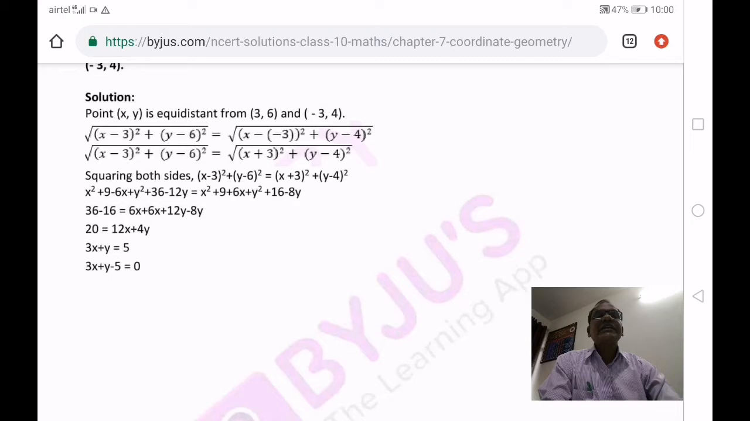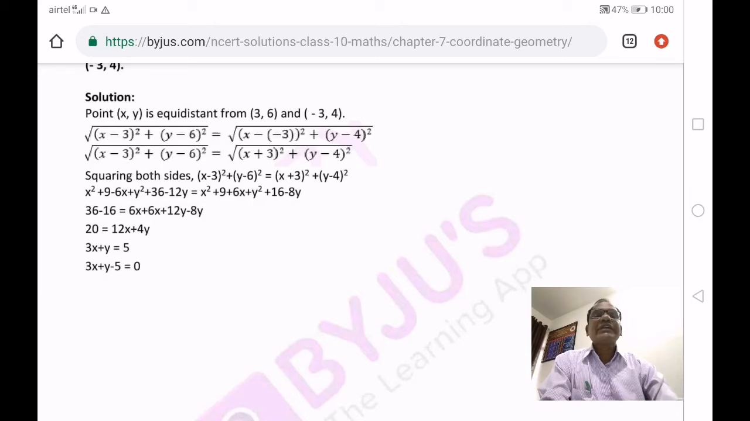Plus 9 gets cancelled. Then the remaining is 36 minus 16; the plus 16 before the equal sign becomes minus 16. Minus 6x minus 6x is minus 12x, and minus 12y plus 8y is minus 4y, equals 36 minus 16, which means 20. So 6x plus 6x means 12x, and 12 minus 8 means 4y.